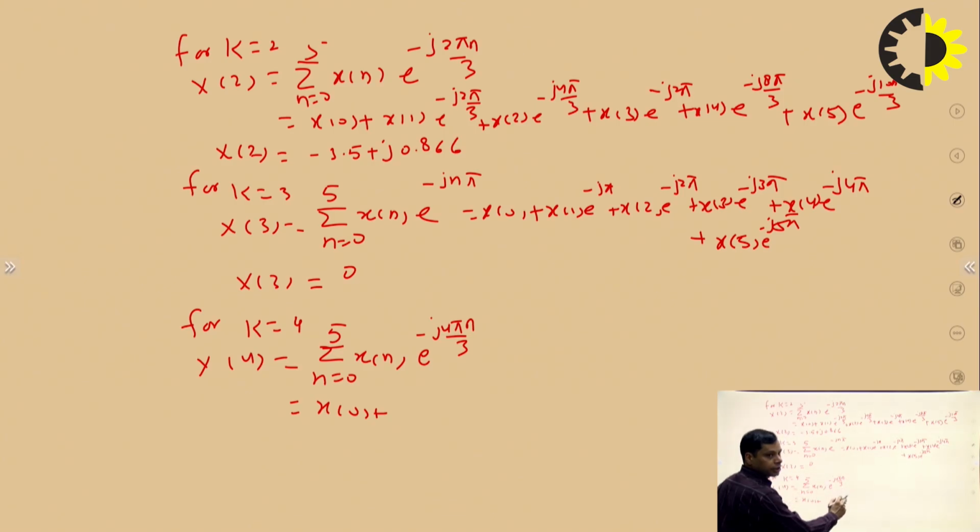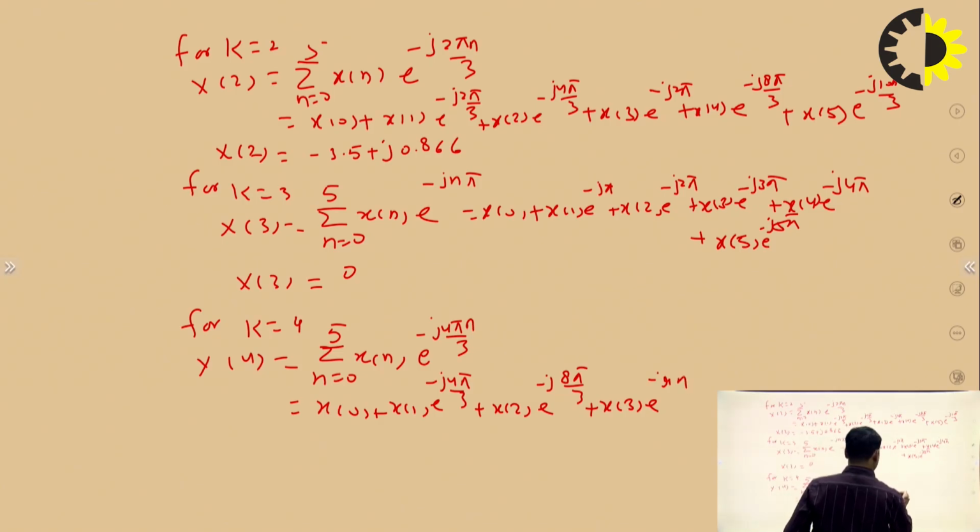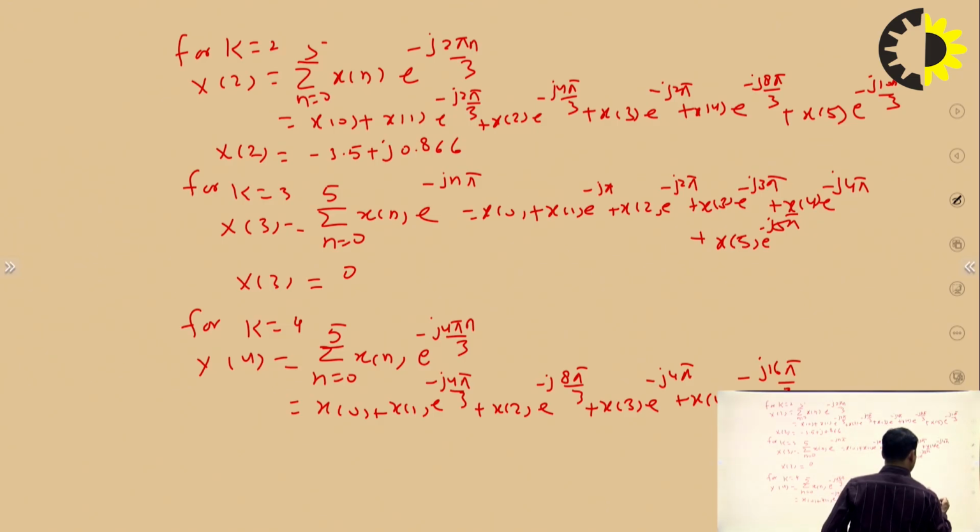Now we will expand this equation for the value of n: x0, plus x1 e raised to power minus j 4 pi by 3, plus x2 e raised to power minus j 8 pi by 3, then x3 e raised to power minus j 4 pi, since the 3 will cancel out, then x4 e raised to power minus j 16 pi by 3, then x5 e raised to power minus j 20 pi by 3. Then we will solve it.